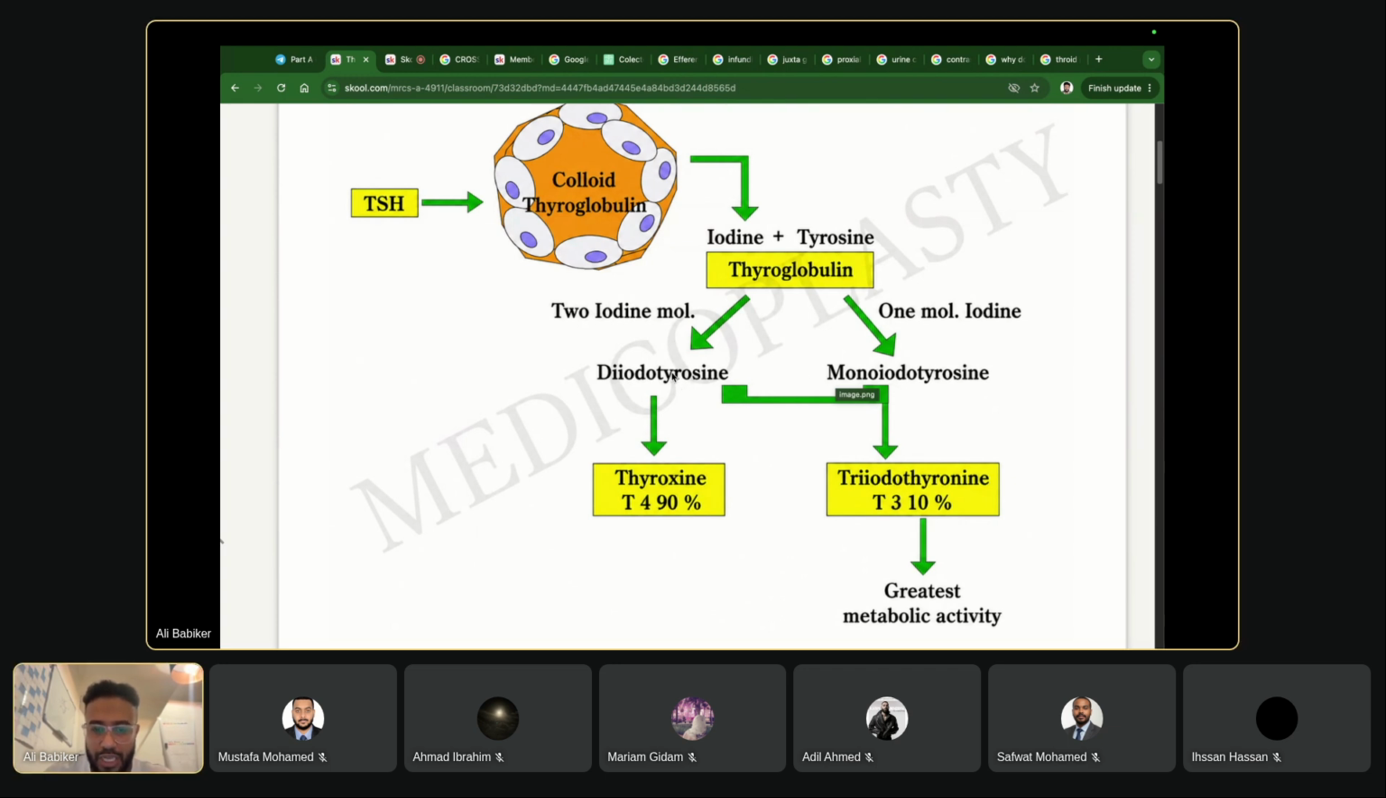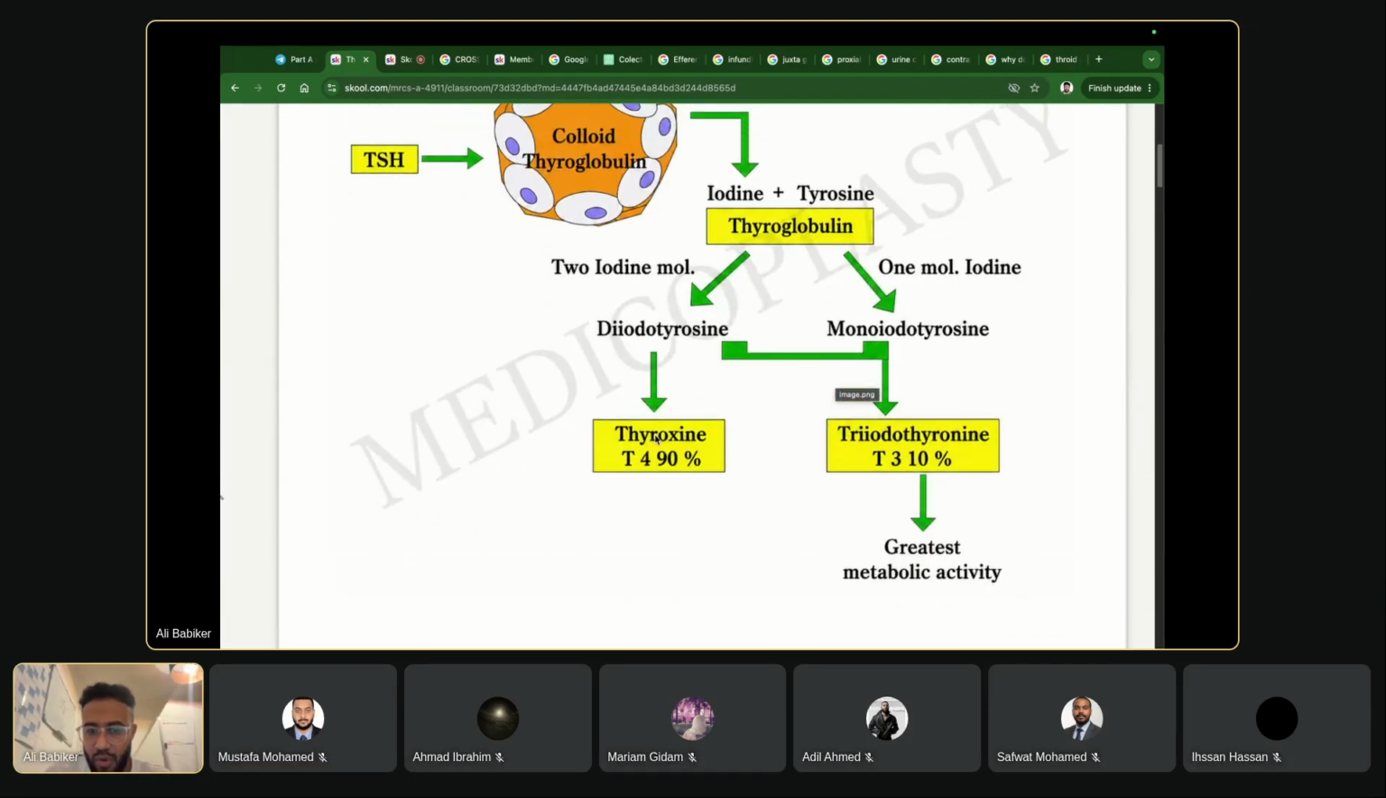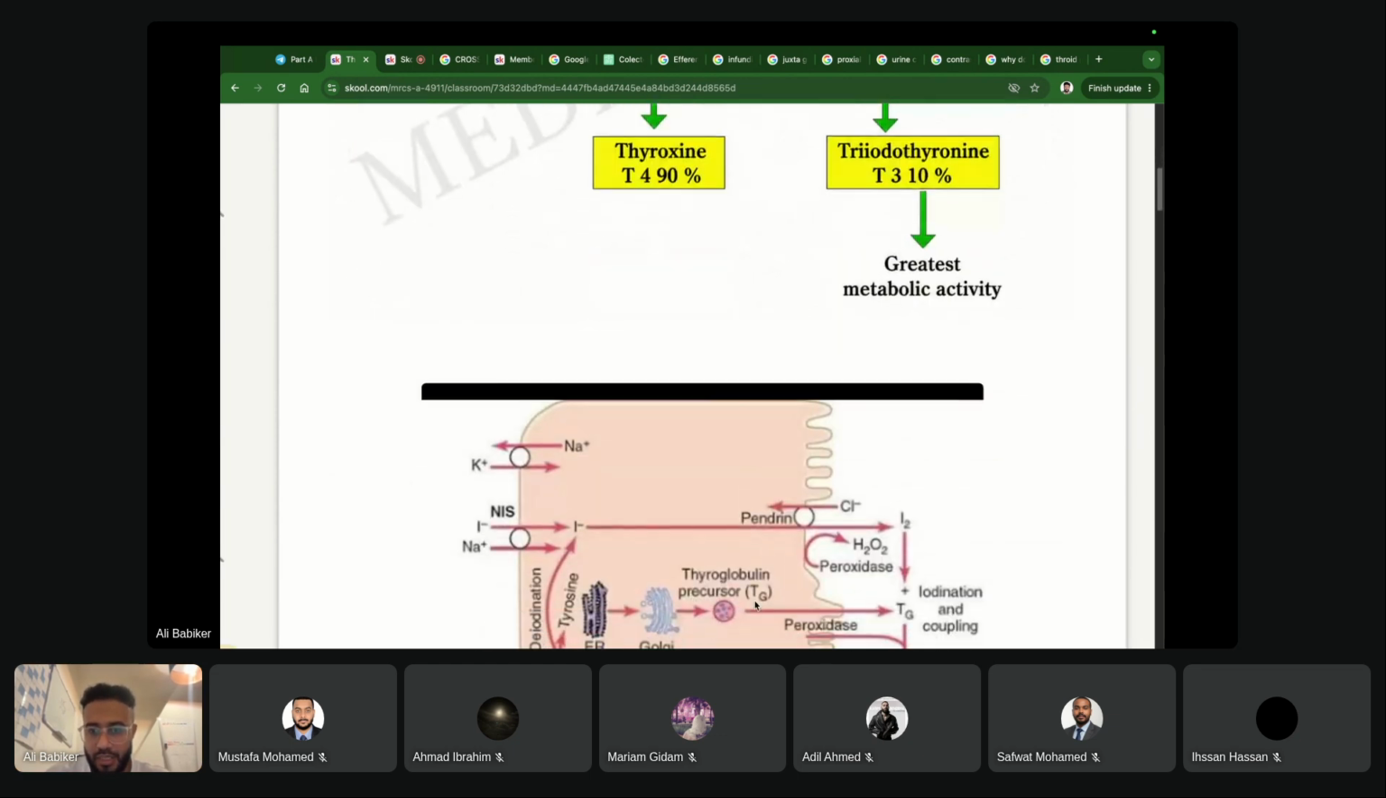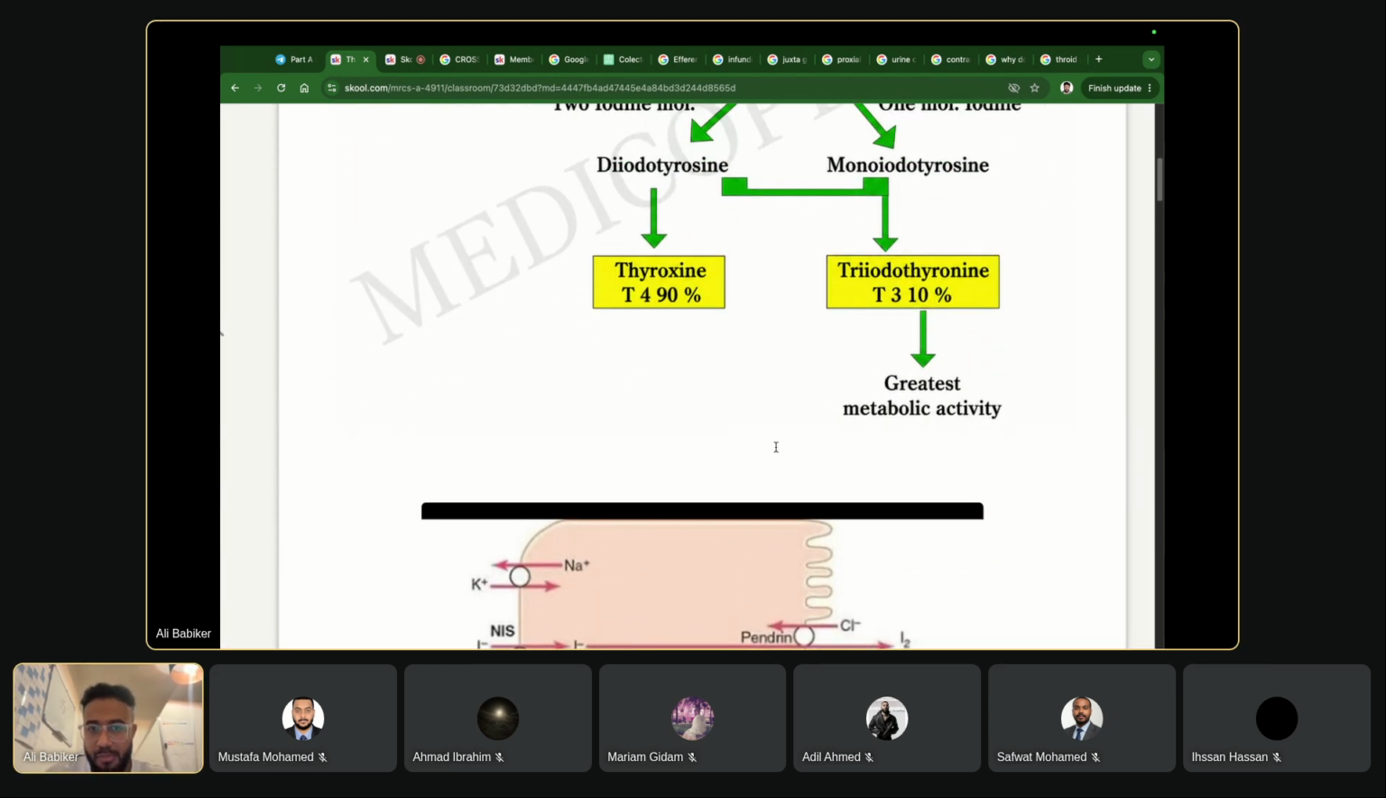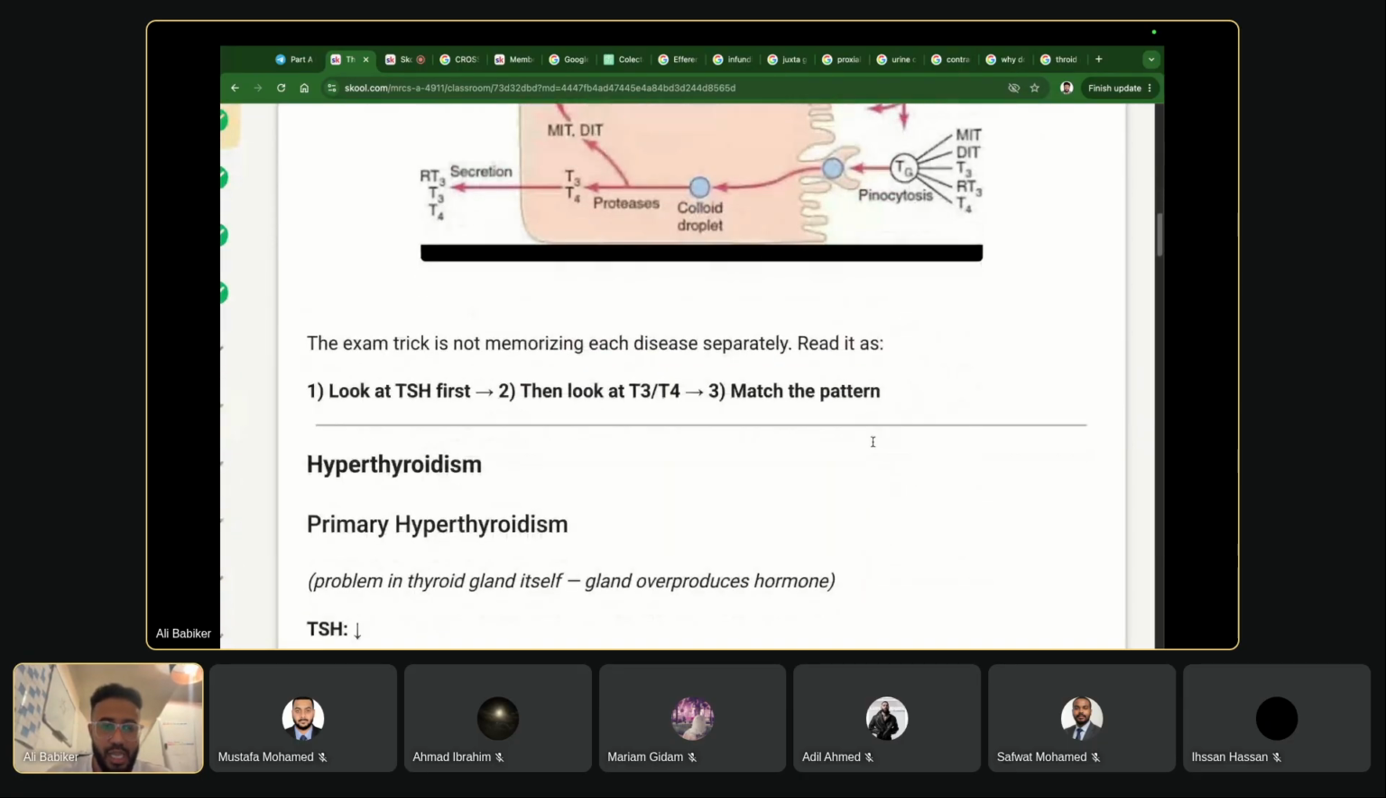If two diiodotyrosine come together, this will form thyroxine, meaning T4. Di means 2, 2 plus 2 will form T4. And if one monoiodotyrosine comes with one diiodotyrosine, this will give you triiodothyronine, which is T3. T3 is the active form. T4 is the inactive form. And T4 will become T3 in the peripheral tissue. Propranolol, which is a beta blocker, prevents conversion of T4 to T3. We'll come to that later on.